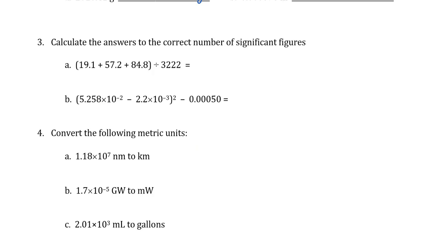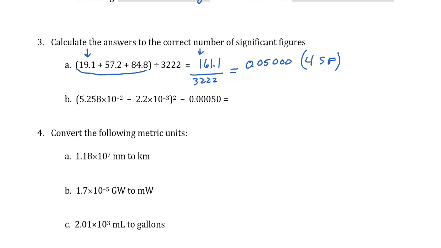For calculating answers to the correct significant figures, if you add all of these numbers up together, you get 161.1 for what's in the parentheses. Divide that by the 3222. That works out to be 0.05000 to 4 significant figures. Why 4, when the numbers here only had 3? Well, when they add together, we get an extra significant digit because they add up to over 100.